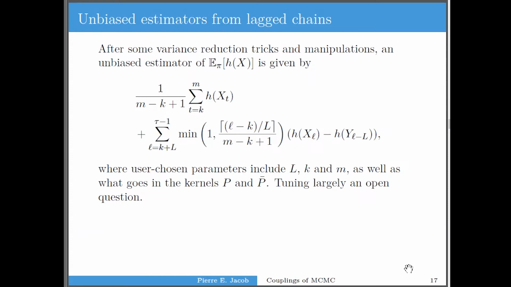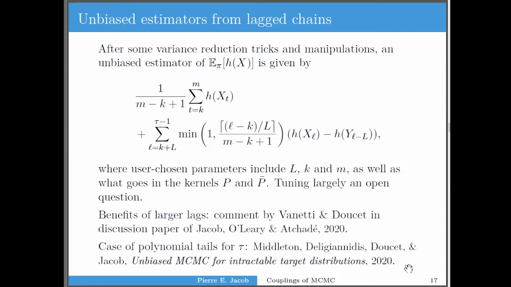And of course, you have to choose, as always, maybe you have to tune your MCMC kernel and the coupling of it. And there's a lot of open questions about how to tune those things efficiently. Of course, there's no more bias, so the mean squared error is the variance. You care also about the cost. You care about the mean squared error and the cost. And those tuning parameters will have an impact on both. And the benefits of using larger lags was pointed out by Paul Vanetti and Arnaud Doucet in the discussion paper. So now we actually recommend using always a larger lag than 1. Originally, we used a lag of 1, as in Glynn and Rhee.